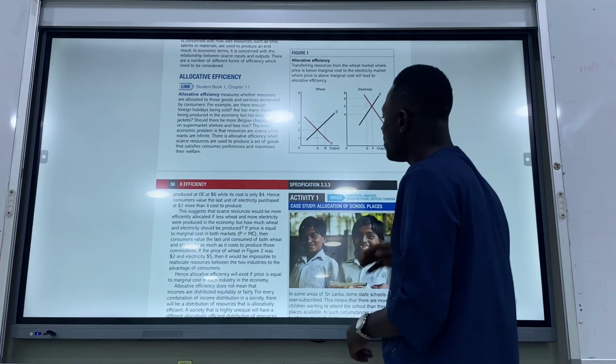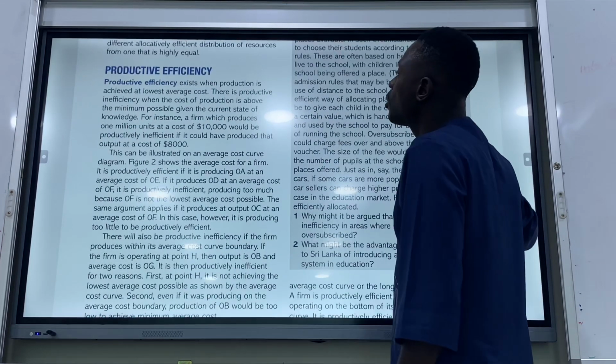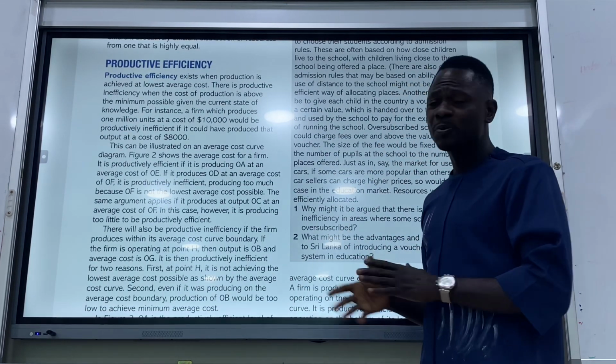So we'll go to productive efficiency now. What is productive efficiency?